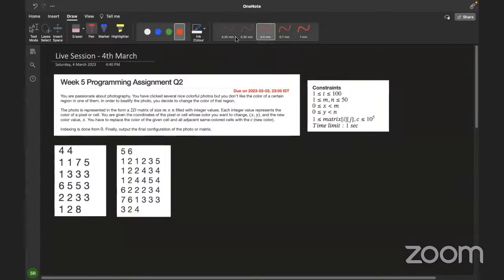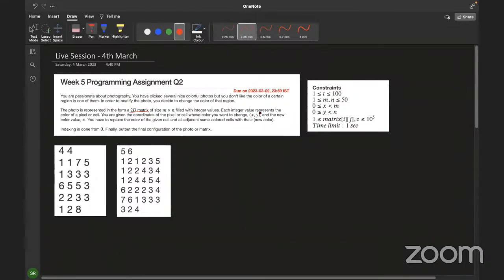All right. Let's just start with the explanation to the programming week 5 programming assignment question number 2. So you have been given a 2D matrix. You're given a 2D matrix of size m into n, filled with integer values. Each integer value is representing a color of that cell or the pixel.